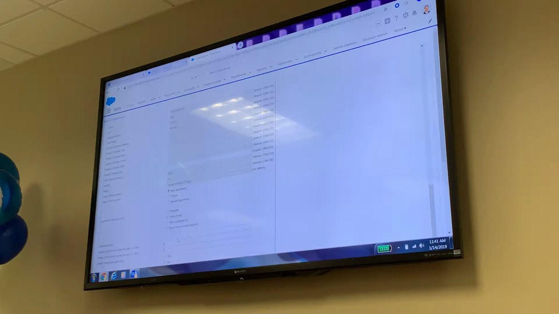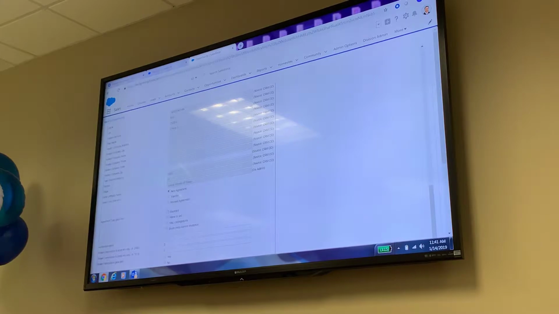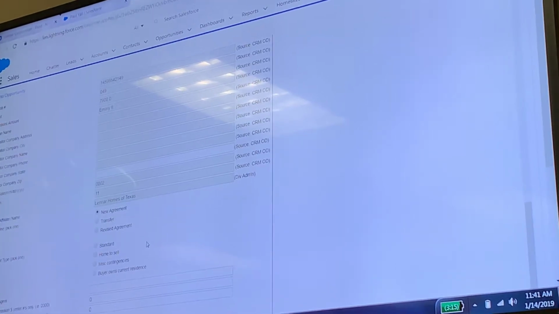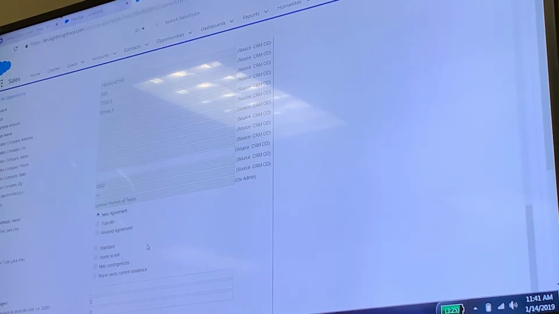Contingencies or buyer owns current residence. Okay? 99% of the time you should be typing standard. Home to sell is a contingency. If they do have a home to sell, make sure you check that, and then when you send out the sale, note that they have a home to sell, and it is a contingency. Make sure your management knows you're selling a contingency. They're not going to count it as a sale because it's contingent.